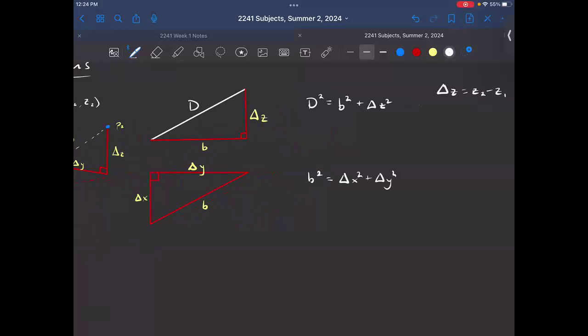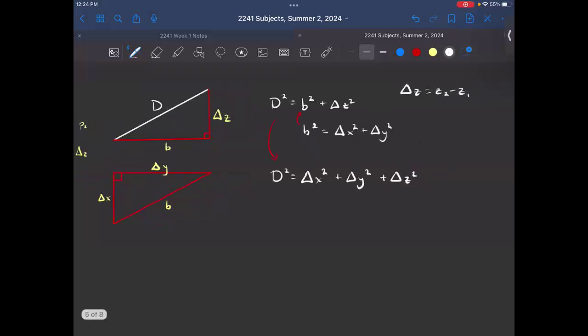Oh, and then what do we do? What do we get if we put these two things together? Well, I take B squared and plug it in there. Let's move this up and give ourselves a little more space. And so what does this look like? We get that D squared equals delta X squared plus delta Y squared plus delta Z squared.